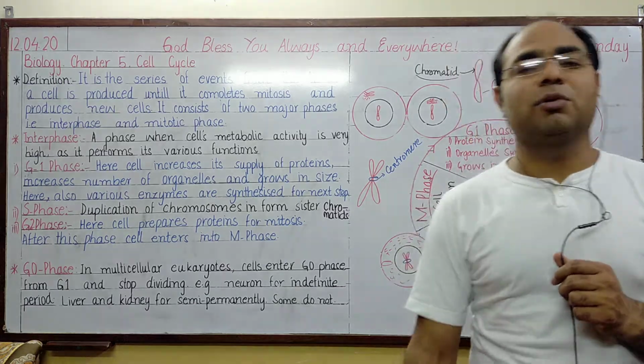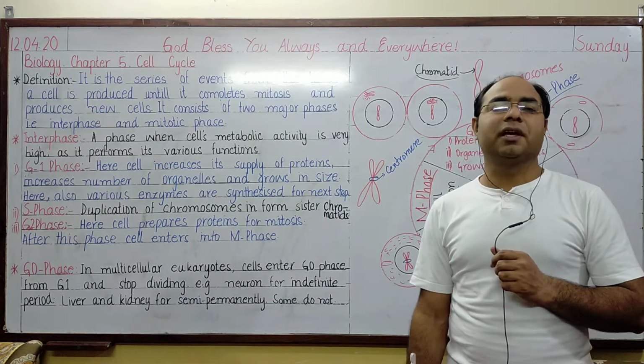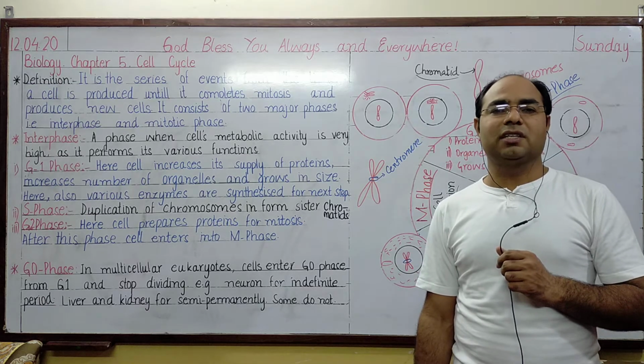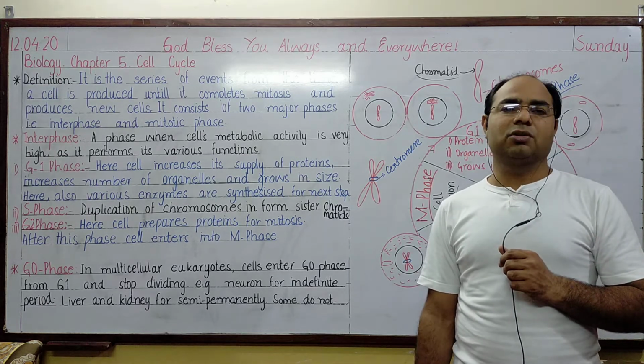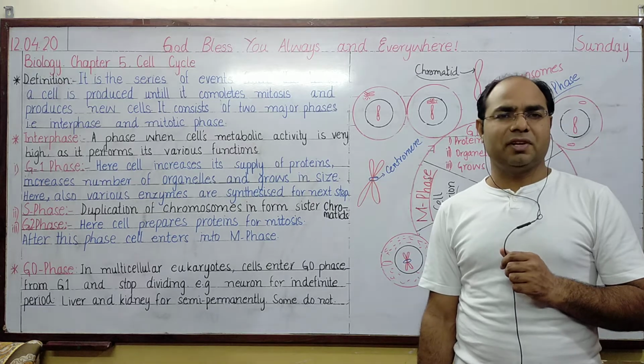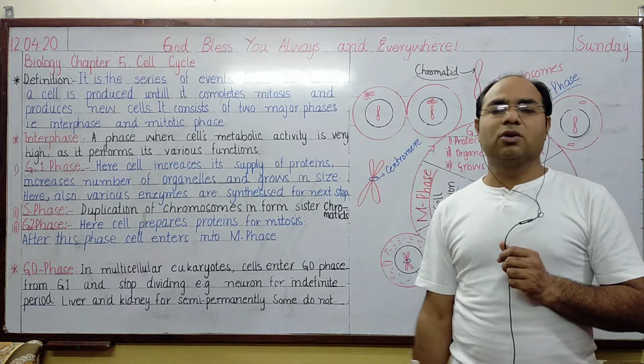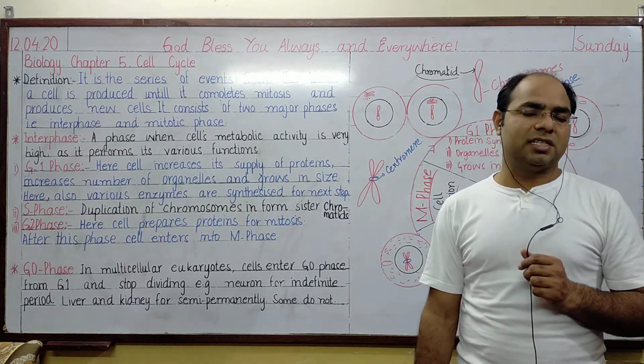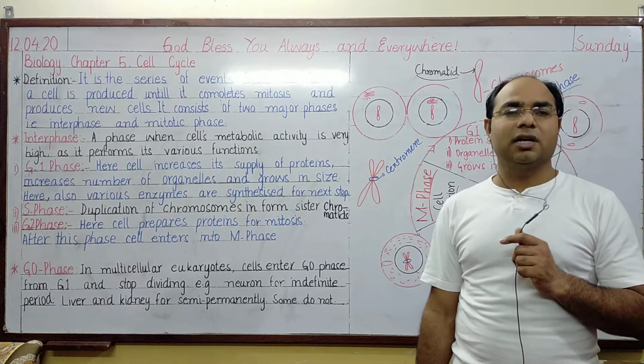Another thing we learned is that some cells pass through a period of no division, known as the G0 phase. Not all cells go through that. Some cells stay there for an indefinite period of time, some semi-permanently, and some cells never go into the G0 phase. I hope you understood this.